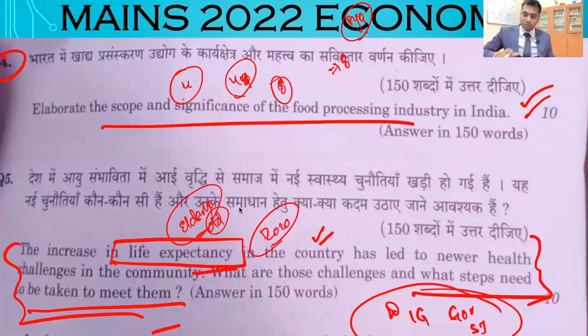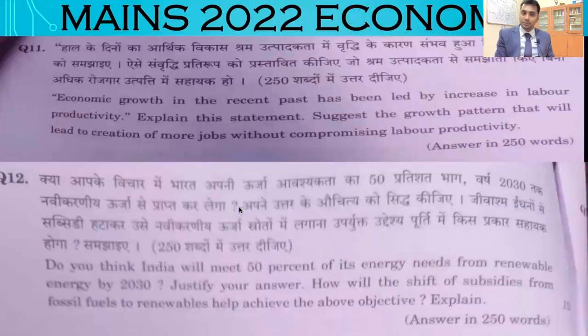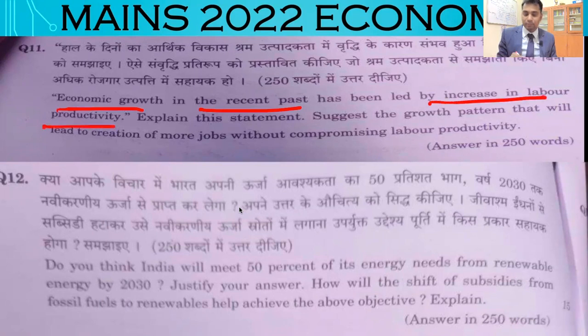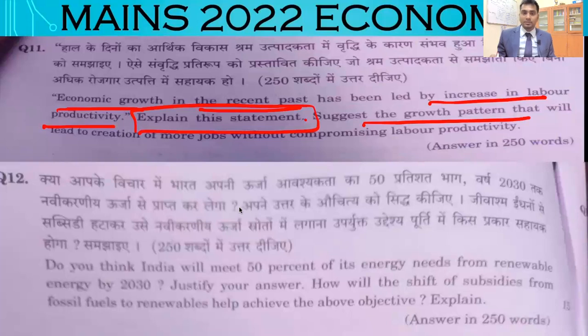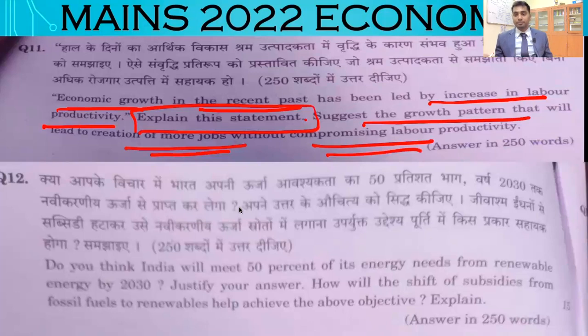But hold on, let's look at the 15 markers. The 11th question is a 15 marker. As I said, 1 to 5, 11 to 15 will be from the so-called economy normally. Now 11th question: economic growth in the recent past has been led by increasing labor productivity. Explain this statement. Now they are asking one question. Explain and suggest the growth pattern that will lead to creation of more jobs without compromising labor productivity.